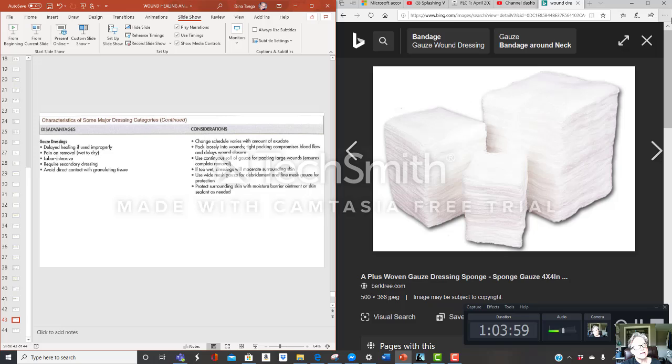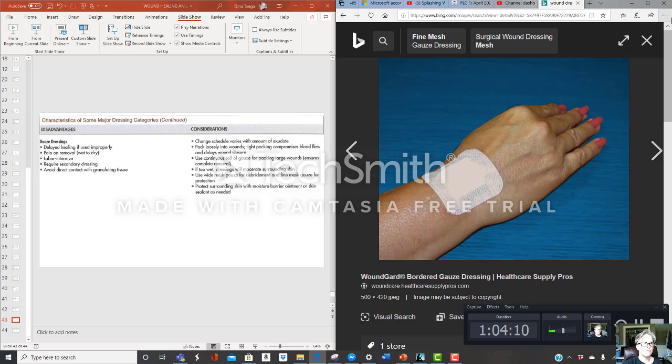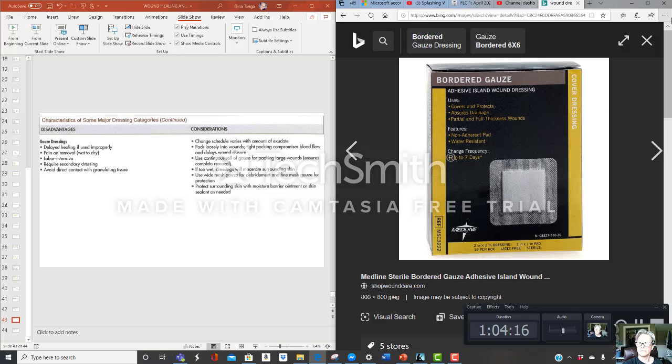The disadvantage is delayed healing if used improperly. Pain on removal, wet to dry. Requires secondary dressing. Avoid direct contact with granulating tissue. Change schedule varies with amount of exudate.